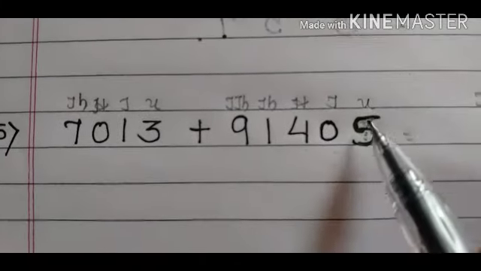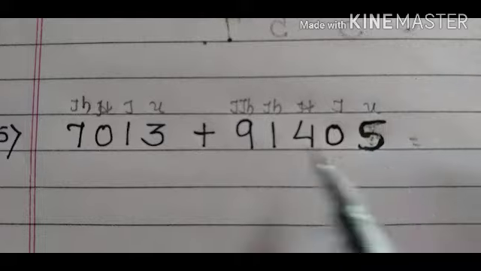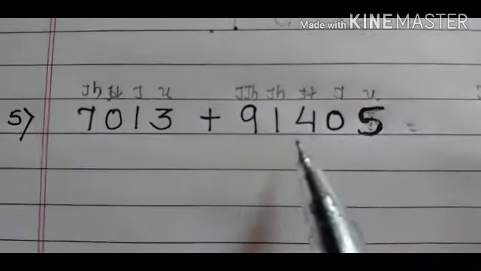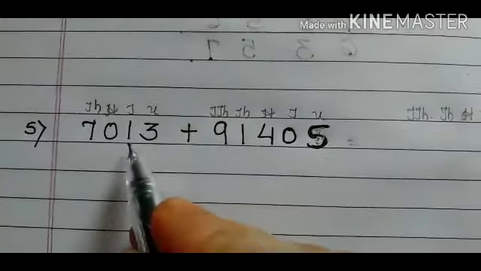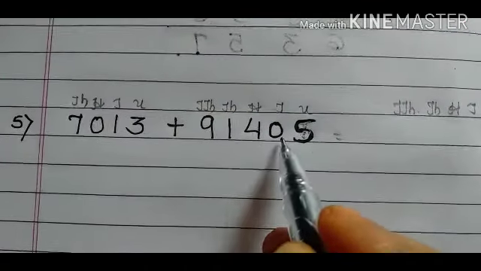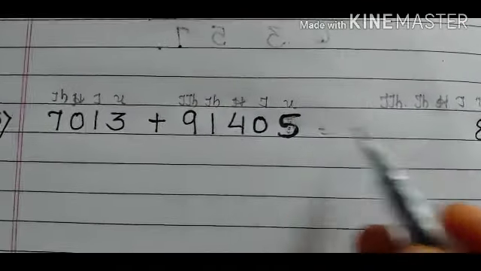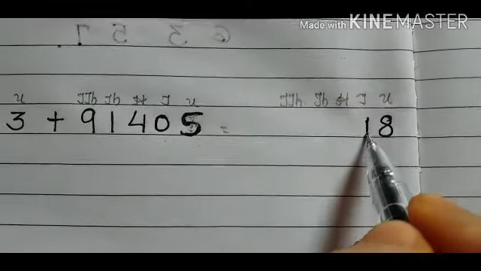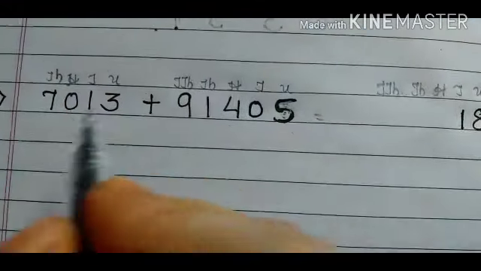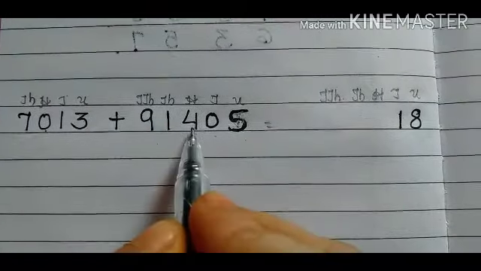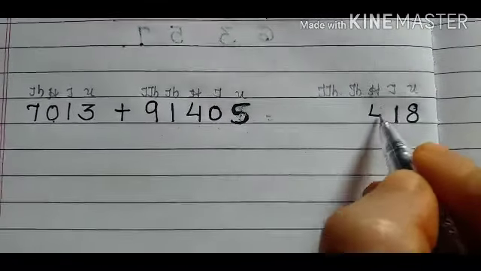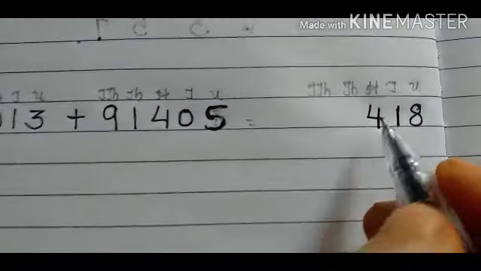Fifth question, 7,013 plus 91,405. So we have to add first unit place 5 plus 3. So 5 plus 3 is 8. So write down 8 in unit place. In tens place 1 plus 0. So 1 plus 0 is 1. So in answer write down 1 in tens place. In hundreds place 0 is there and 4 is there. So 0 plus 4 is also 4. So write down 4 in hundreds place.